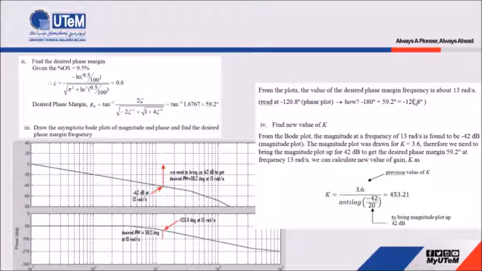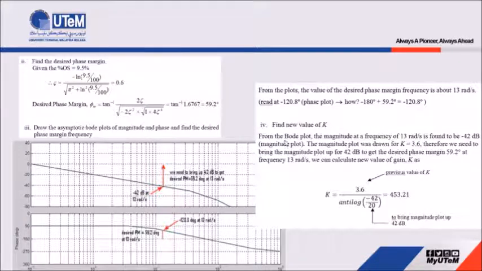negative 120.8 degrees, which refers to this value. This one is negative 19 and this one is negative 80, so negative 120 is somewhere here. That is the point that refers to this phase margin of 59.2 degrees. Based on this phase margin frequency of 13 radians per second, we can find the value of K.